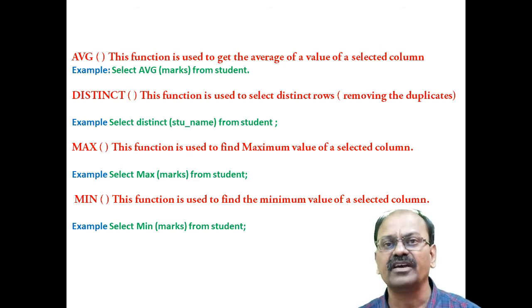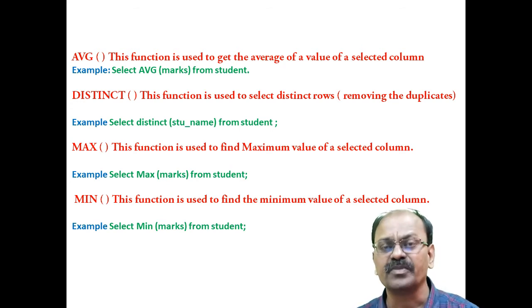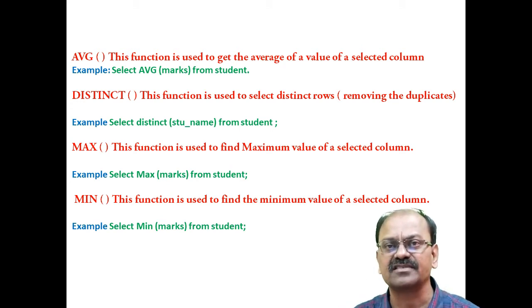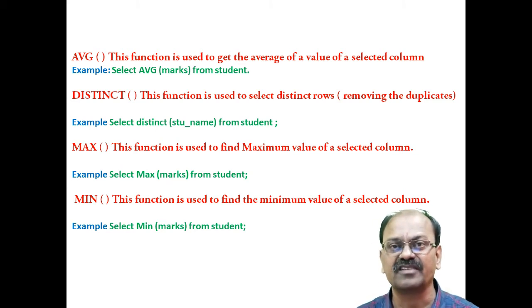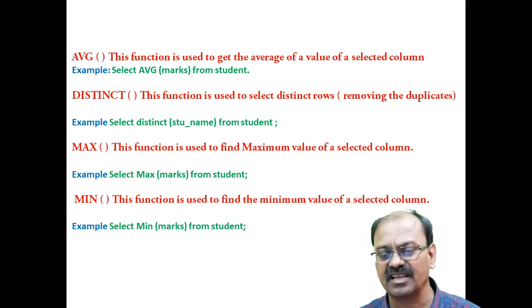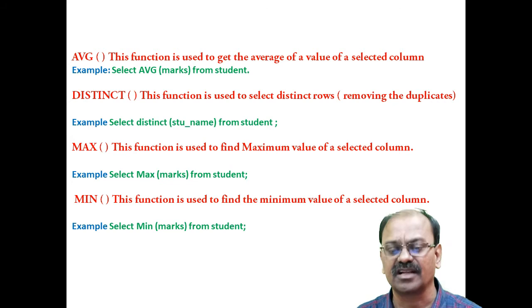Next we will have one more command called MAX, maximum. This function is used to find the maximum value of a selected column. If we want to know who got the maximum total in a particular class, I can make use of the MAX function. Here, SELECT MAX within brackets; max is once again a keyword, SELECT is a keyword, FROM is a keyword, and student is a table name. Select the max of marks from the student. It will give the maximum marks scored in the particular class.